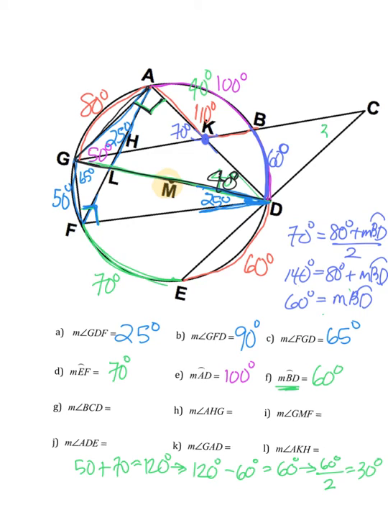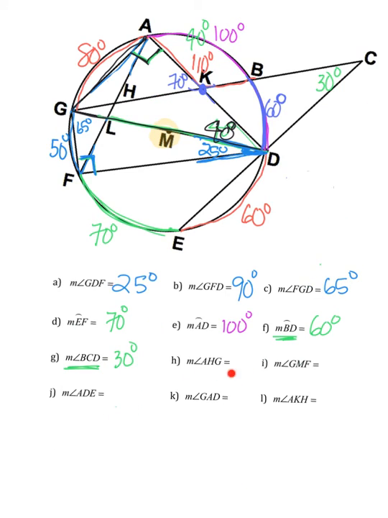So this is 30 degrees, and the measurement of angle BCD is 30 degrees. Now we find the measurement of angle AHG, and that's this particular angle. This angle is formed inside the circle, so we will use the half the sum theorem.